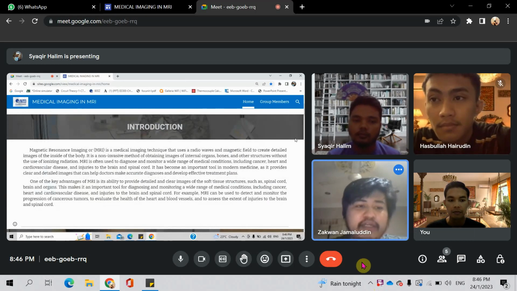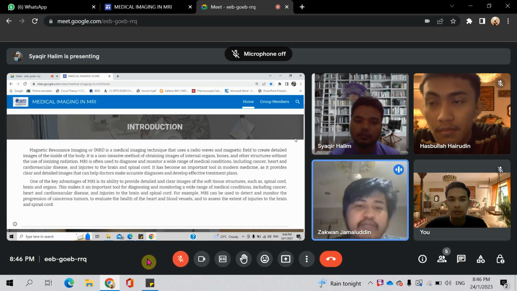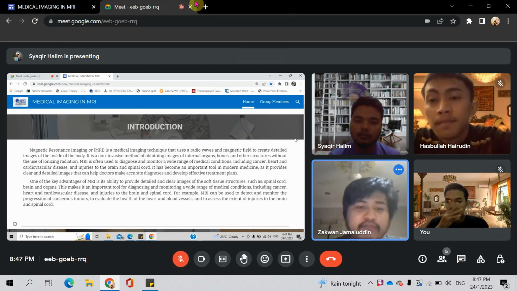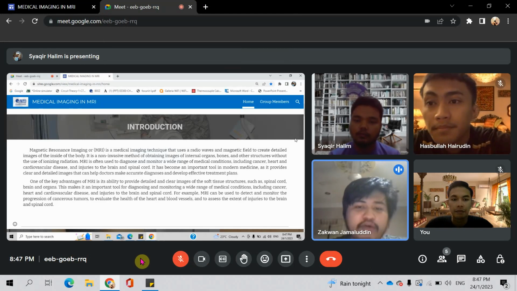MRI stands for magnetic resonance imaging, a medical imaging technique that uses radio waves and a magnetic field to create a detailed image of the inside of the body. We can see the MRI, which is commonly used in the hospital. The MRI is often used to diagnose and monitor a wide range of medical conditions, such as cancer, heart and cardiovascular disease, and injuries to the brain and the spinal cord. It has become an important tool in modern medicine as it provides a clear and detailed image that can help a doctor more accurately diagnose and develop effective treatment plans.